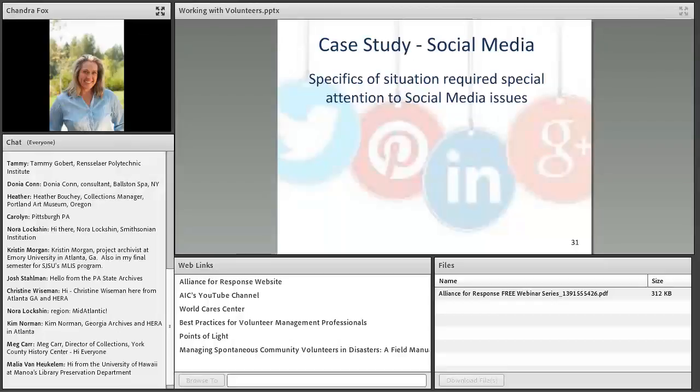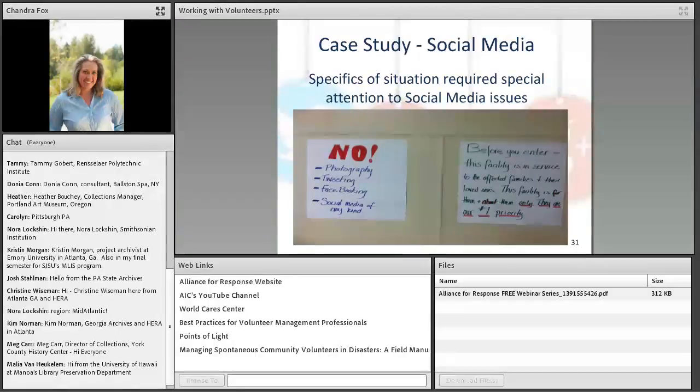We really did have a duty to protect the privacy of the families, and so I established very, very clear rules about social media. What you're seeing in the photo there was posted right inside the door of the warehouse, and we had a sign-in table right there. As people came in, they were required to read that sign and understand just what it was they were walking into, and how seriously we took the job that we were doing.